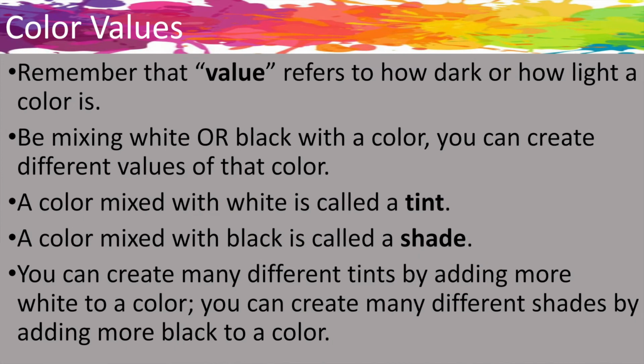Remember that value refers to how dark or how light a color is. By mixing white or black with a color, you can create different values of that color. A color mixed with white is called a tint. A color mixed with black is called a shade. You can create many different tints by adding more white to a color, and you can create many different shades by adding more black to a color.